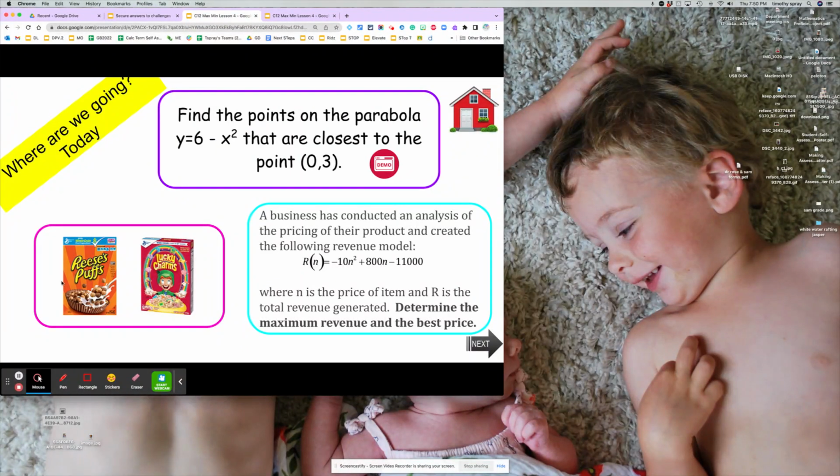We're going to look at the cereal box challenge, which you are all vying to win great cereal box prizes. The solution to that will come out after the prizes are given out. I'm going to focus on this problem right here: find the points on the parabola y equals 6 minus x squared that are closest to the point (0, 3), and this business revenue question. So let's look at these two problems.